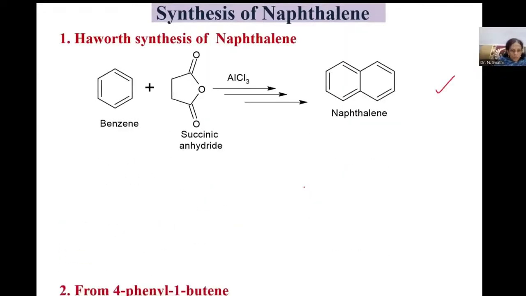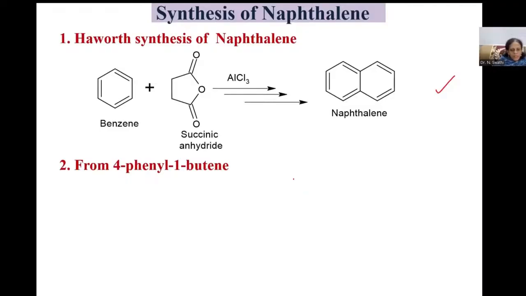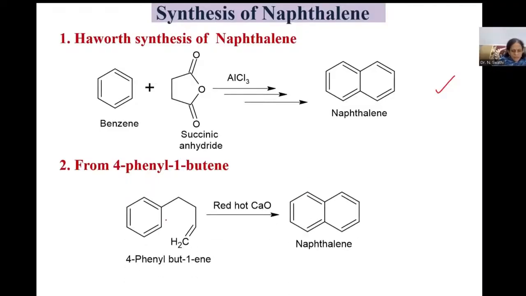Now, one more method of preparation you can learn involves a single step, and that is from 4-phenyl-1-butene. Number the carbon chain like this: 1, 2, 3, 4 carbon atoms. At the first position, a double bond is there, which means it is 1-butene. This 1-butene has a phenyl group attached to the fourth carbon atom. That is why it is named 4-phenyl-1-butene.